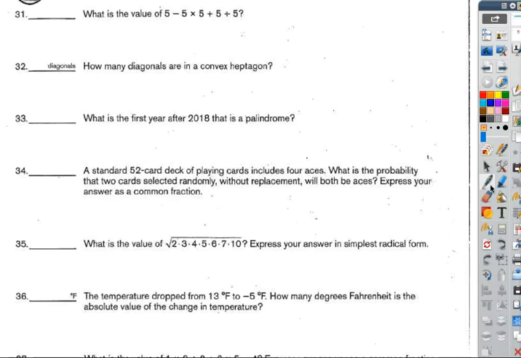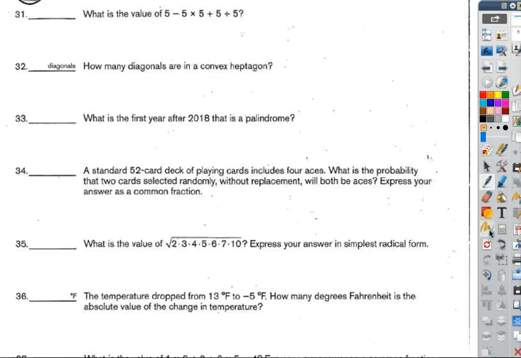Order of operations says that we have to multiply first, so 5 times 5 is 25. So we have 5 minus 25 plus 5. Is that plus or divided by? I'm going to look a little bit closer. That is divided by 5. Division takes precedence over subtraction, so we have 5 minus 25 plus 1. 5 minus 25 is negative 20, plus 1, which is negative 19.